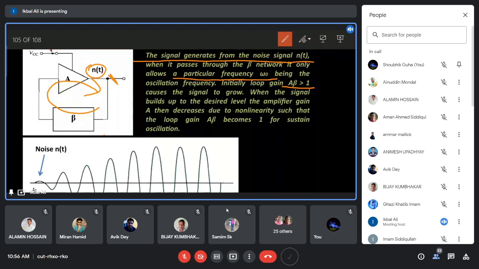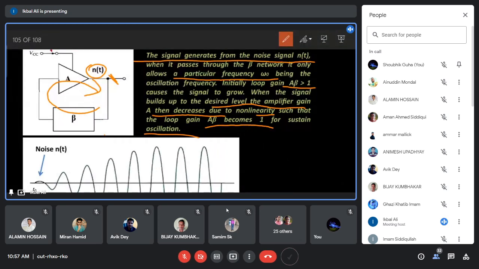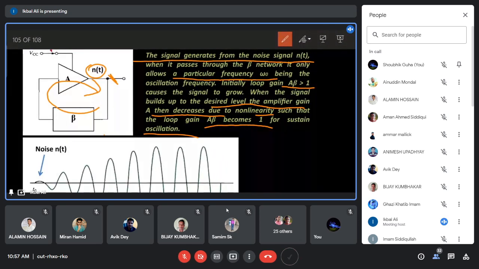When the signal builds up to a desired level, the amplifier gain A then decreases, falls down due to the nonlinearity, such that the loop gain A beta becomes equal to 1 for sustained oscillation. So in this way, the oscillation actually develops within the oscillator circuit, and in the sustained oscillation condition, automatically the gain A beta becomes equal to 1. So that Barkhausen criteria we got from the mathematical analysis actually tells you the condition at the sustained oscillation.